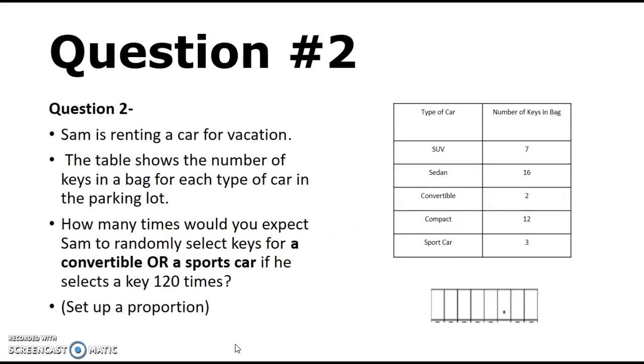Question number 2. Sam is renting a car for a vacation. The table shows the number of keys in a bag for each type of car in the parking lot. How many times would you expect Sam to randomly select a key for a convertible or a sports car if he selects a key 120 times? Set up a proportion. Put your answer in the grid provided.